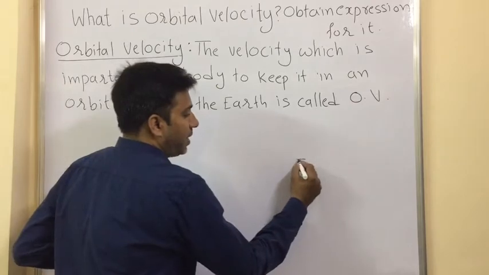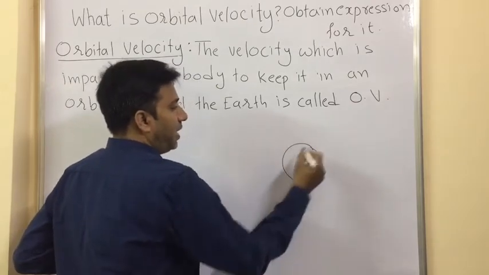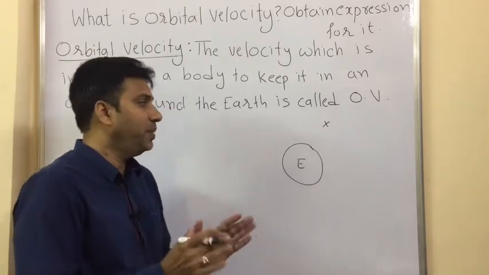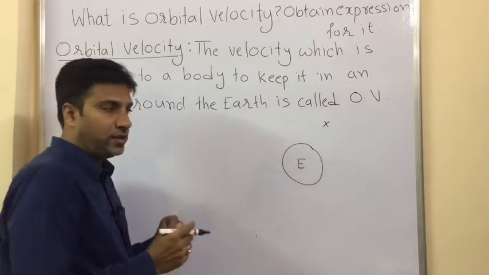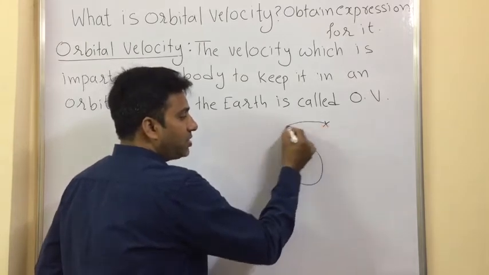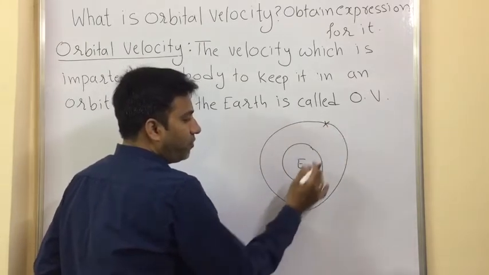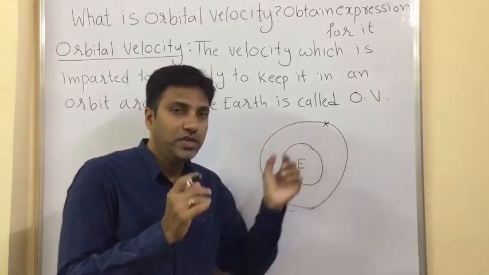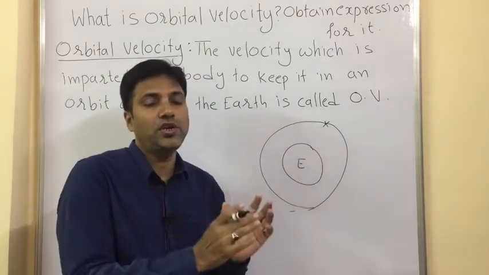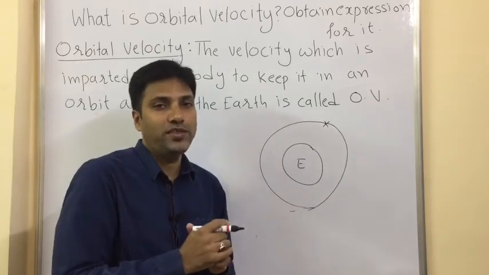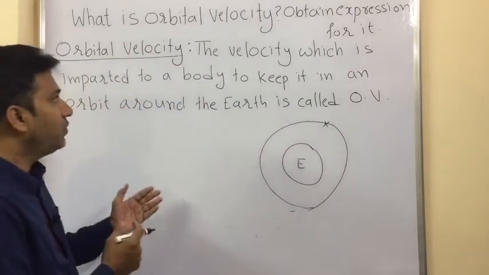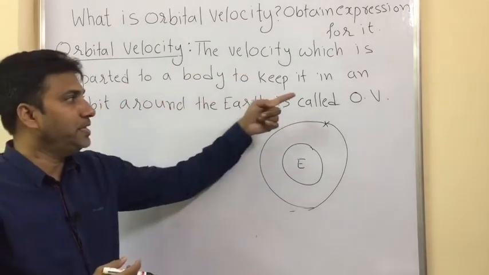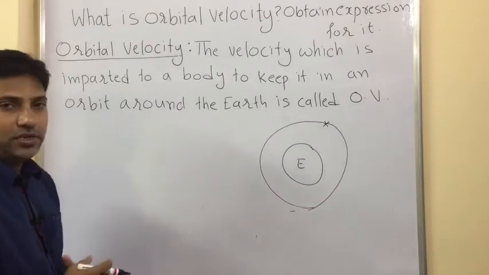Consider a planet, for example Earth, and there is a satellite. You want this satellite to be revolving around Earth. So it will have some velocity. With some velocity it will revolve around the Earth. That minimum velocity which is given to the satellite so that it revolves around the Earth is called orbital velocity. If you look at the definition, the velocity which is imparted to a body to keep it in an orbit around the Earth is called orbital velocity.